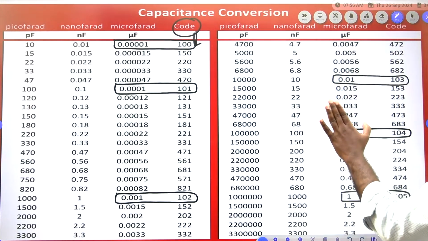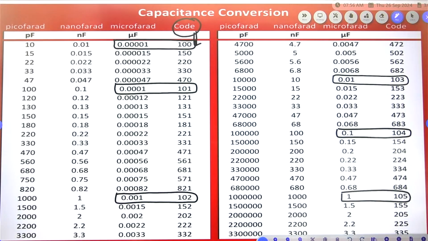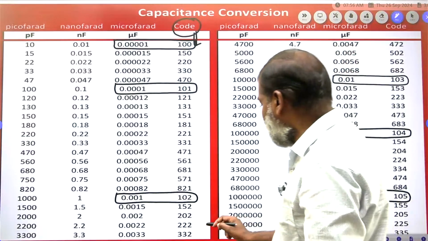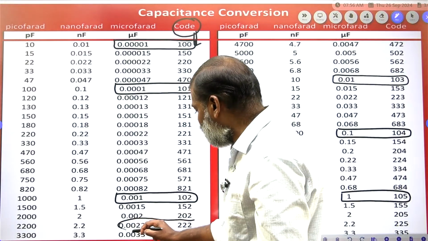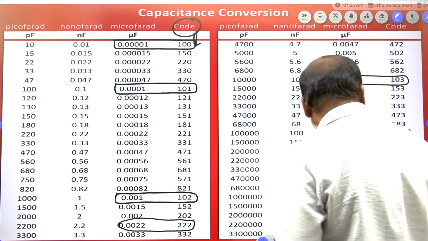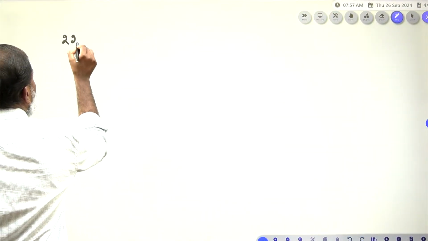Suppose I want to take the code 222. Once we see what 222 is equal to, I will explain. 122 also we are taking in our laboratory, that's why you have to see. There are 3 digits in the code.